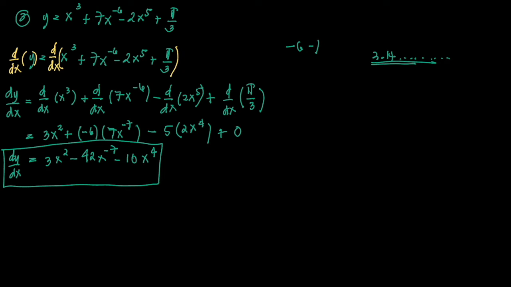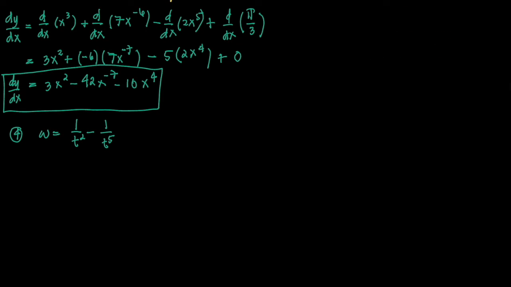So let's have another example. Let's now change the variable. Instead of y, let's say w is equal to 1 over t squared minus 1 over t raised to the fifth power. So in this case, we want to differentiate this with respect to t. So let's just copy this and add a little bit of space here for the derivative. So we want to differentiate this with respect to t. So the derivative with respect to t.